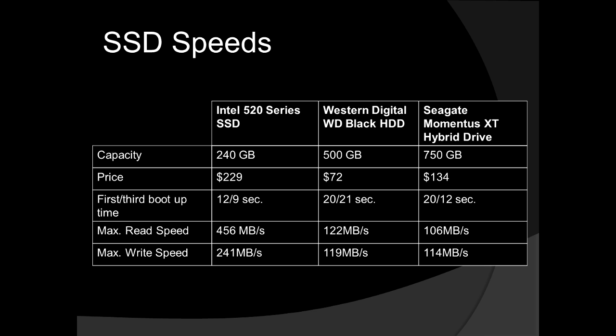The SSD max write speed is 241 megabytes a second, really fast. Hard drive 119 megabytes a second, and the hybrid drive 114 megabytes a second. By the way, the Western Digital WD Black hard drive is a really fast hard drive. It's one of the fastest Western Digital hard drives, so that just puts into perspective how fast SSDs are.